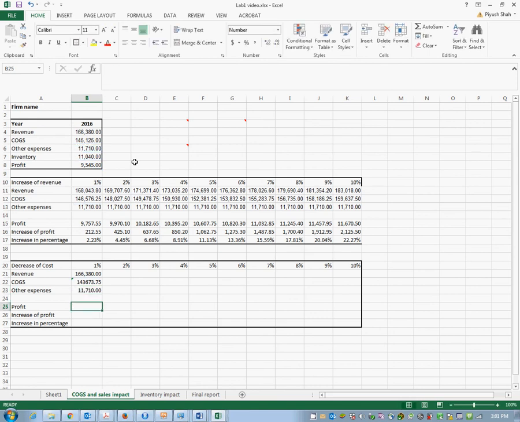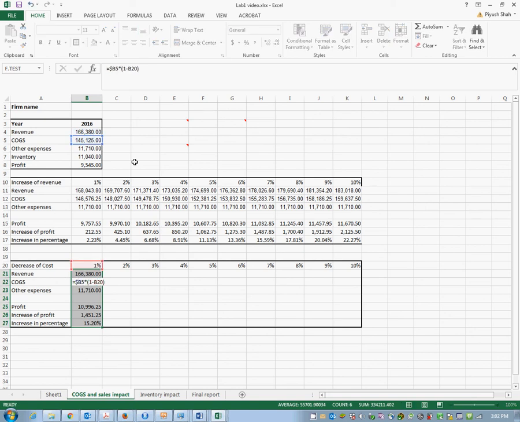And the new profit is equal to this minus this minus other expenses. Great. The increase in profits would be the new profit minus the old profit. Perfect. And the increase in percentage would be the change of profits divided by the previous profits. This is exactly the same as below. It's a 15% increase. I'm going to just fix these numbers so that I can use it again.